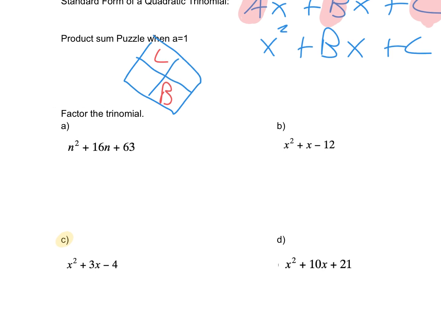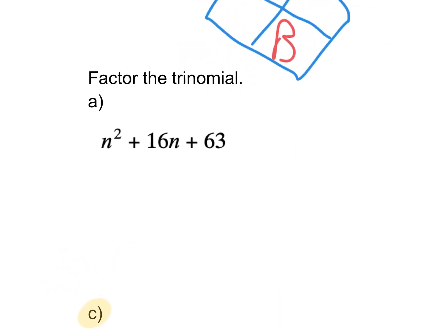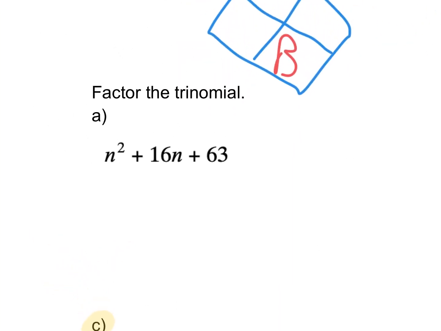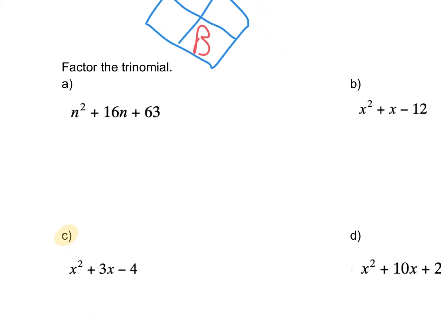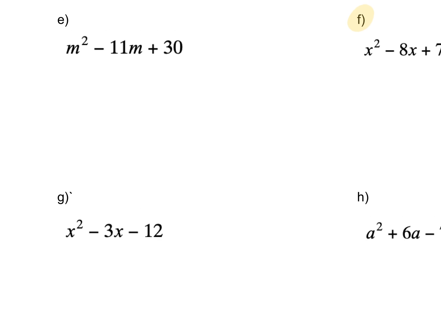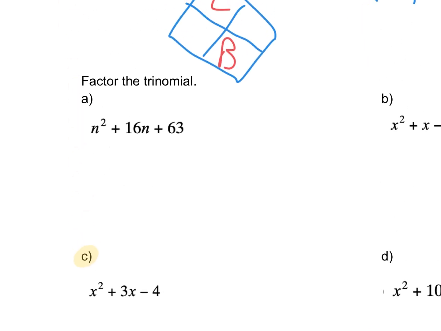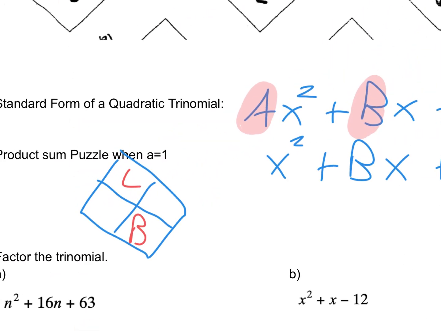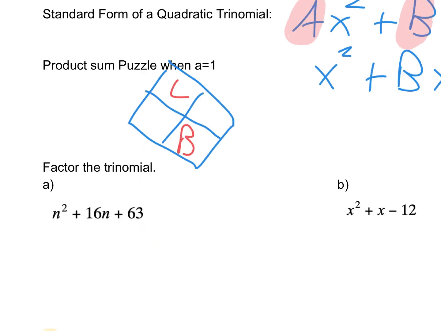Looking at example A, I have n² plus 16n plus 63. Notice with all these examples, my leading term, whether it's n² or x², has no number in front of it. There is no coefficient, just like I said, because our a value is 1. We don't need to write it, because 1 times anything is just that thing.